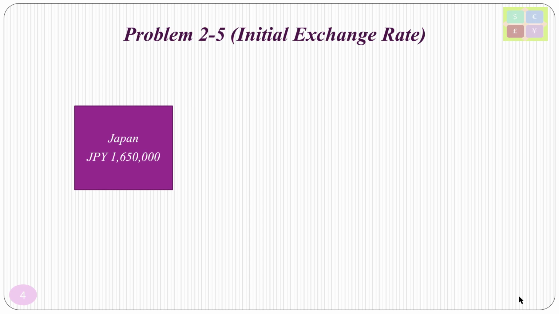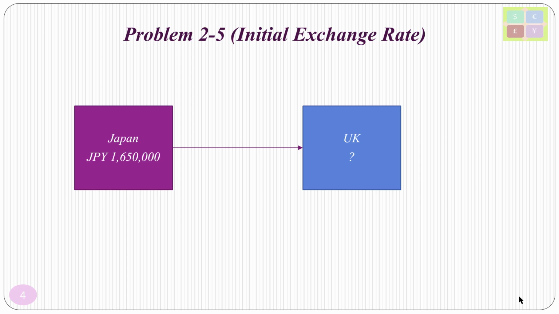So this is the situation we have. We have Toyota manufacturing automobiles in Japan and exporting them to the United Kingdom. The export price in yen is 1,650,000. Our initial exchange rate is 197 yen per British pound. So first we have to find out the initial price in the British pound.